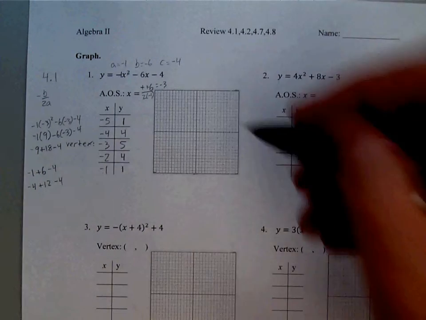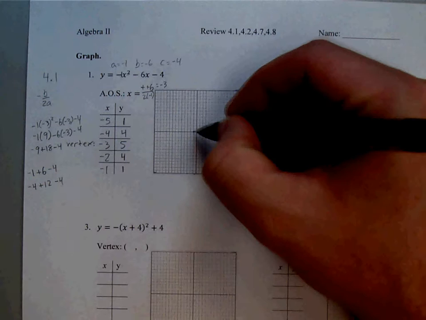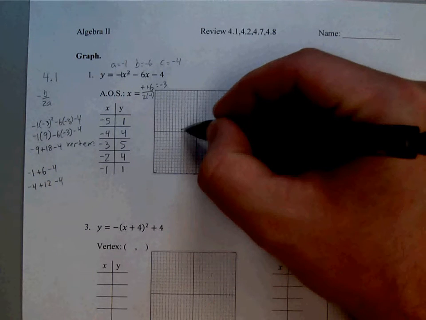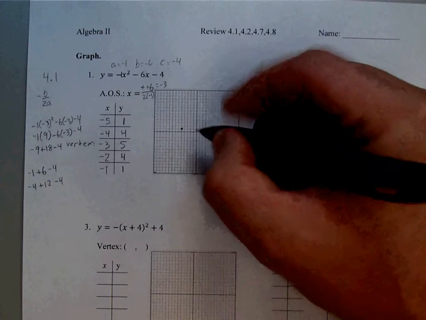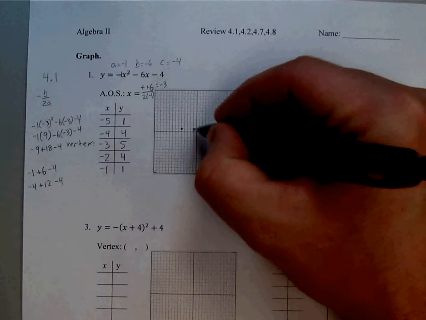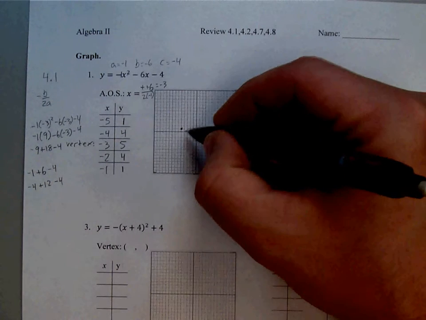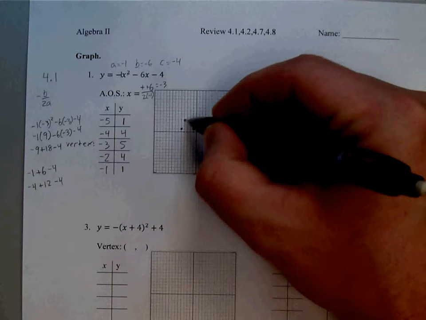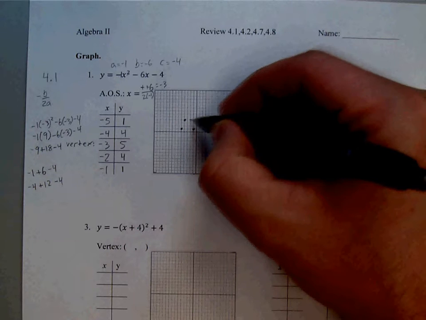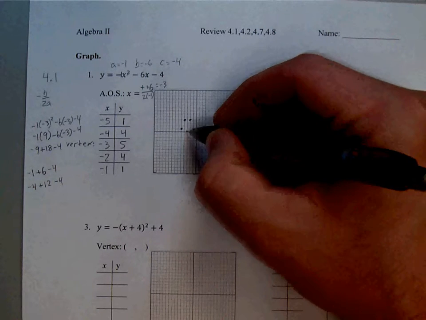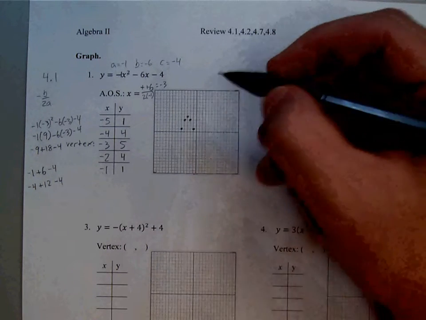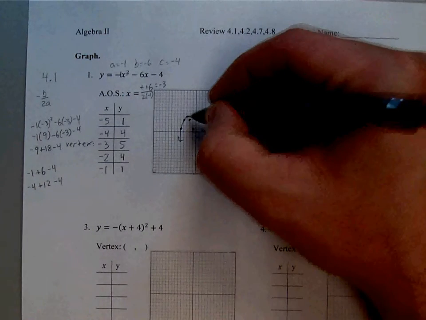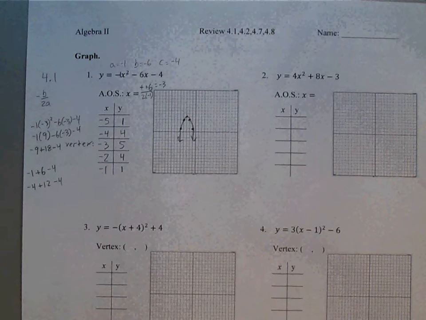Now go ahead and put those on the graph. 1, 2, 3, 4, 5, 1. Now the graph's kind of small, but hopefully you can see it. Negative 4, 4. And negative 3, 5. Okay, connect your dots for your parabola.